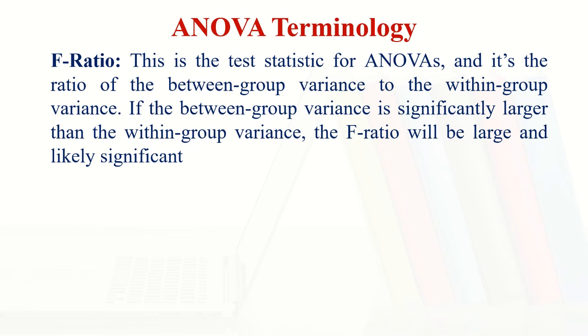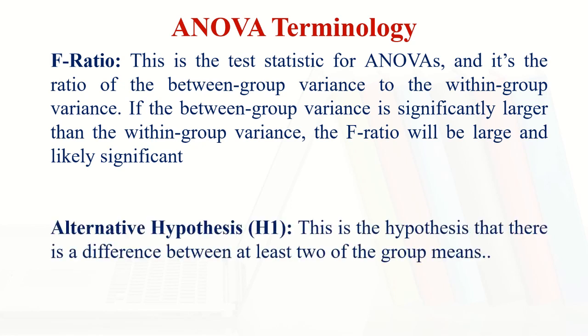Hypothetically, we think first, but after ANOVA testing, we come to know whether we were right or wrong. Whatever we were thinking, after the evaluation of all these statistical data with the help of ANOVA technique, we know whether we are right or wrong, right? Alternative hypothesis. What is that alternative hypothesis? This is the hypothesis that there is a difference between at least two of group means.